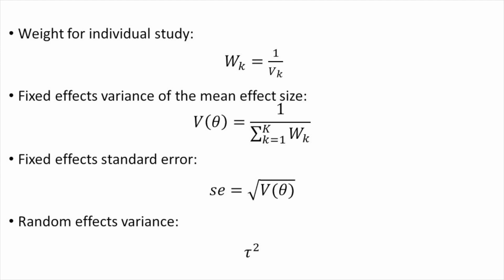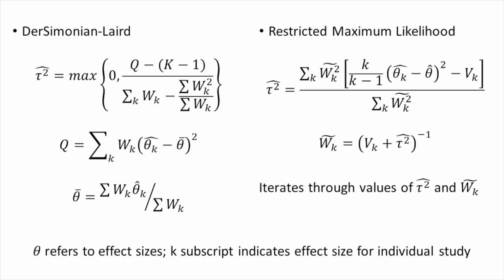Fixed effects analysis assumes that sampling error is the only source of variance in overall study effect sizes. A random effects model assumes two sources of variance: sampling error and the random effects component, which is variance that appears to be systematic but is at the moment unexplained. In a random effects model, there are multiple ways to compute tau squared, the random effects variance component. The two main ways covered in the previous video are the DerSimonian-Laird approach, which uses method of moments, and restricted maximum likelihood, an iterative approach using maximum likelihood estimation methods.